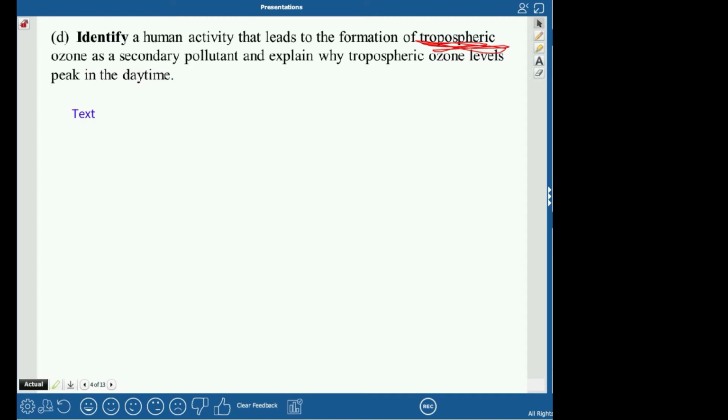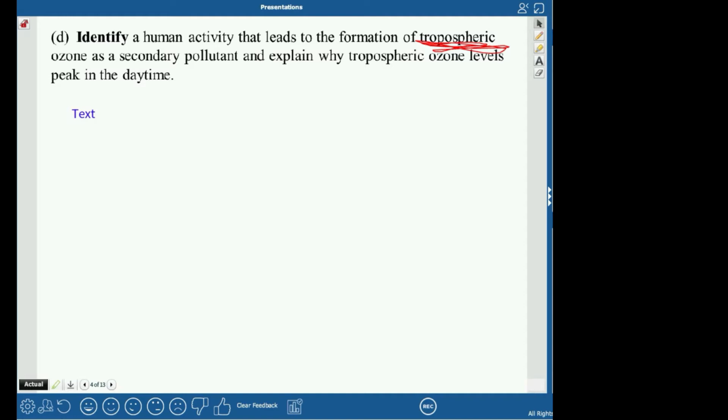Okay, any type of burning fossil fuels. So for example, cars, factories, energy plants, stuff like that. All of that stuff will form tropospheric ozone. Another thing that releases tropospheric ozone, just so you've got both of them in case you want it, is releasing VOCs, volatile organic compounds. Both of those will give you credit for that part.